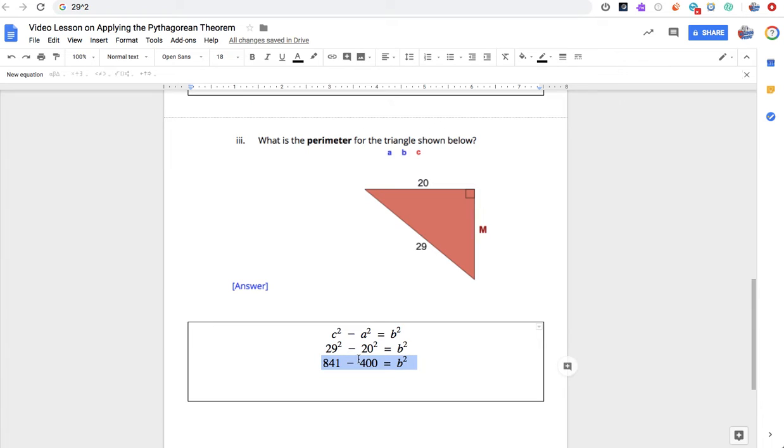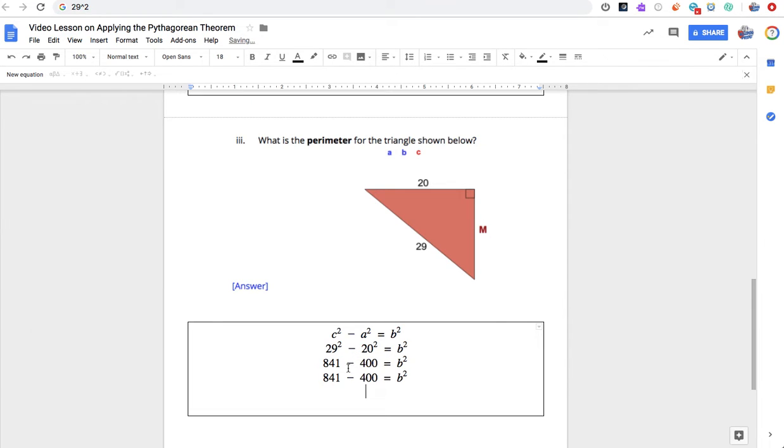When I evaluate 841 minus 400, 800 minus 400 will leave us with 400, and I also need to account for that extra 41 there, so we get 441. You could do the algorithm if you're not sure how to do mental math there. You could use a calculator because they're available.